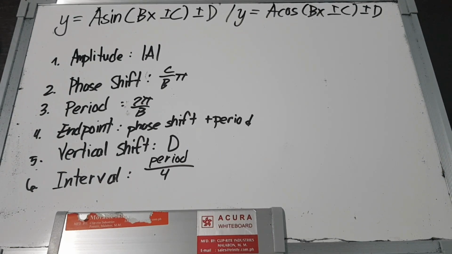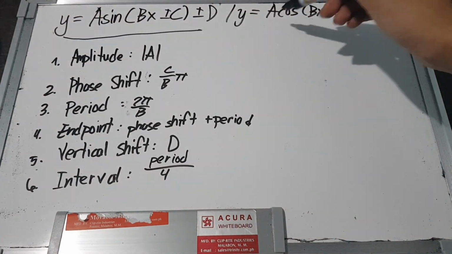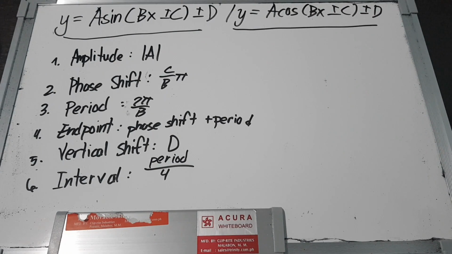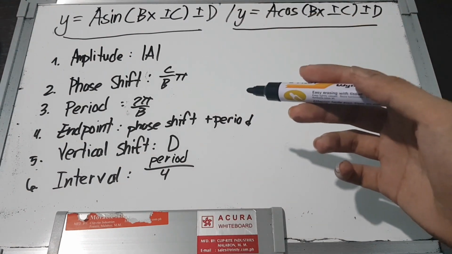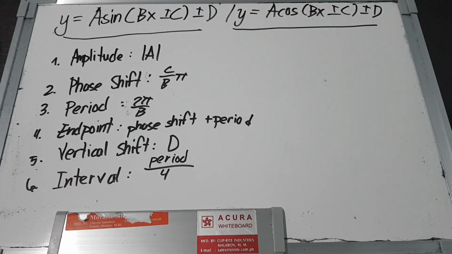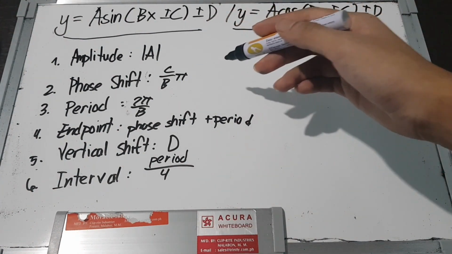To graph the sine and cosine functions, we need to follow these two equations. This is for sine and this is for cosine. Then we need to find 6 important factors. Number 1 is amplitude. This is the height of the graph. It is the absolute value of A. Number 2 is phase shift. This is the horizontal shift or the starting point of the graph. This is C over B times pi.